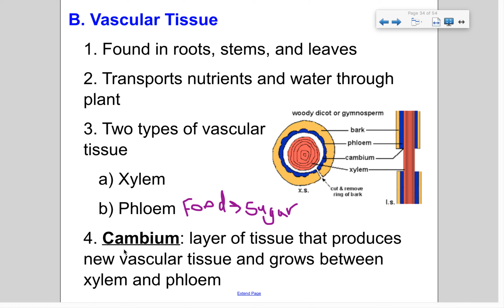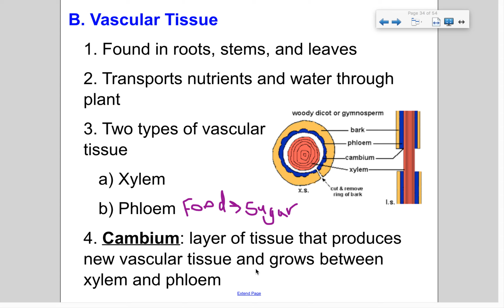Now, I want to talk a little bit about cambium. Okay, so here's cambium. If this was a tree, or a woody dicot, or a gymnosperm, like a pine tree, and if I were to chop it down and take a look at the ring system, you're kind of looking at it from the top view down. So we call this a cross section. And you can see these rings here, and those rings stand for the xylem. And the phloem is on the inside of the cambium, and the cambium is the blue. Cambium is a layer of tissue that produces new vascular tissue and grows between the xylem and the phloem.